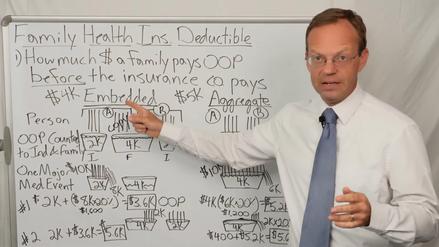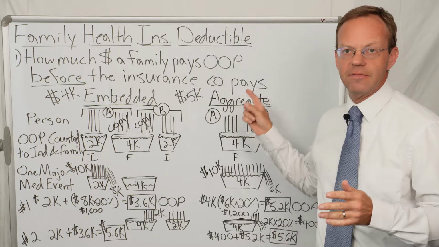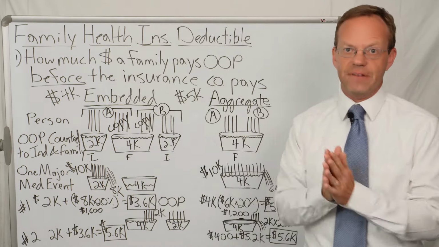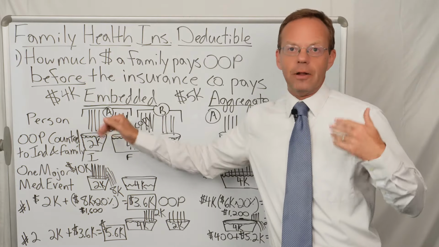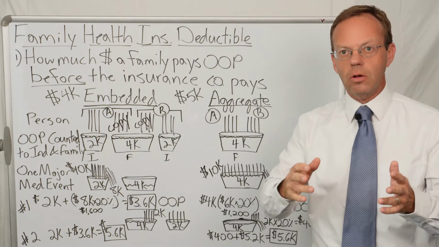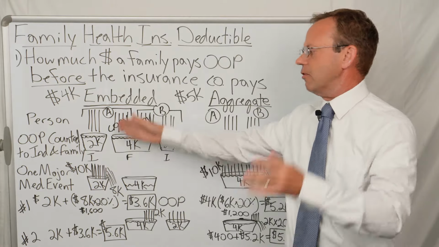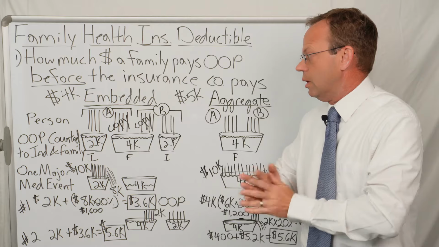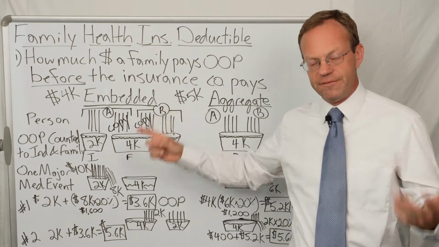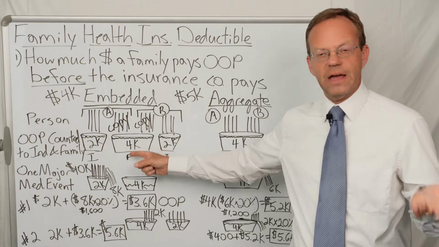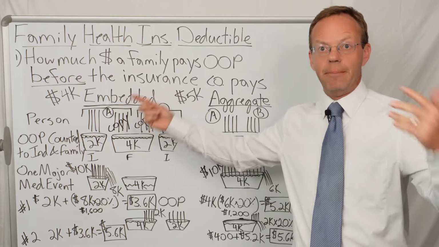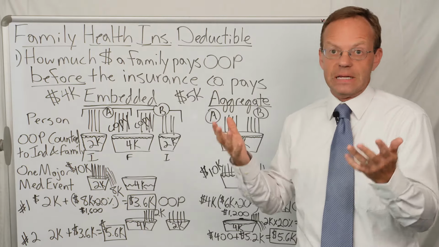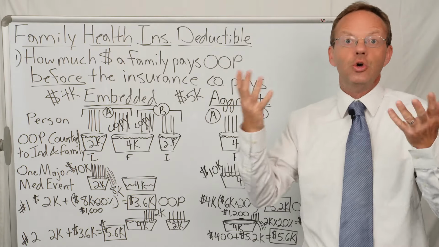There is an embedded family deductible and there is an aggregate family deductible, and your health insurance plan has one or the other. With an embedded family health insurance deductible, the out-of-pocket costs for an individual have their own deductible, and then they also count towards a family deductible. You can almost think of it as having two deductibles. Let me give you an example. Let's say the family health insurance deductible is $4,000, but it has an embedded $2,000 deductible for each individual. Typically, a family embedded deductible is like two individual deductibles.